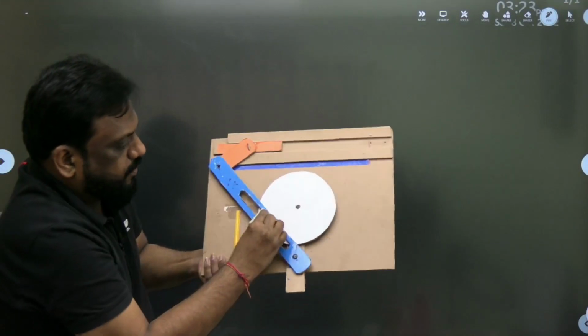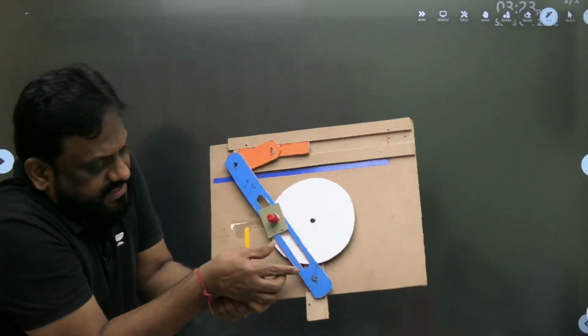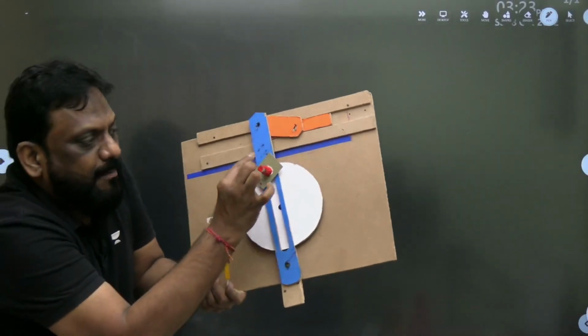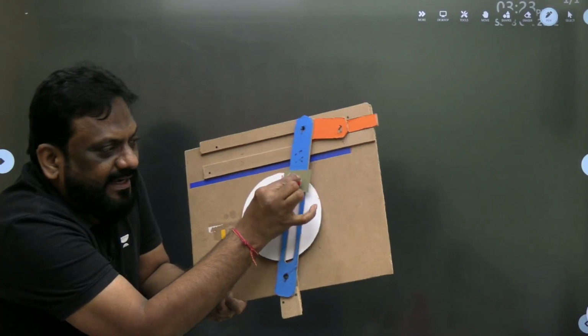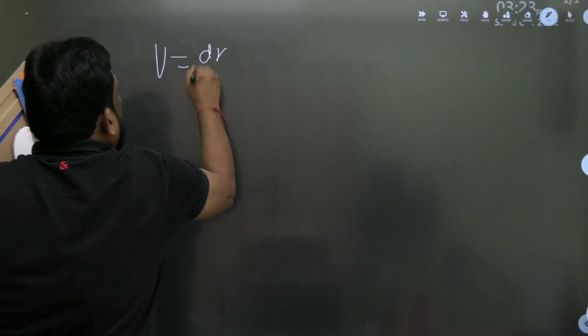Please see the position. What is the radius? Very less. Now what is the radius? Large. So it is becoming maximum and then again decreasing. Means dr by dt. What is dr by dt? The velocity of sliding is dr by dt.